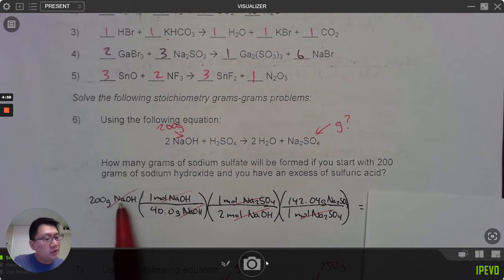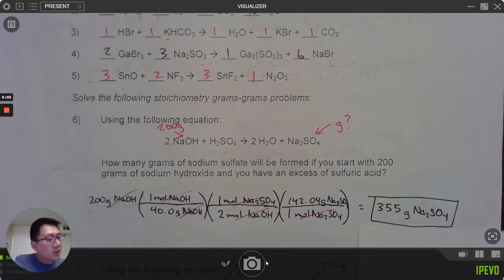It should be 200 divided by 40 divided by 2 times 142. I got 355. If you want to be technical and say, hey, shouldn't this be 1 sig fig, then fine, 400 grams. Probably more correct, but let's not worry about sig figs for this thing right now.